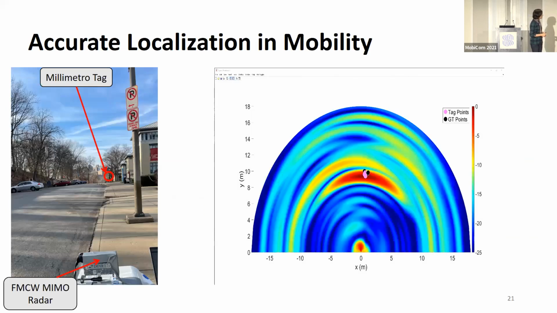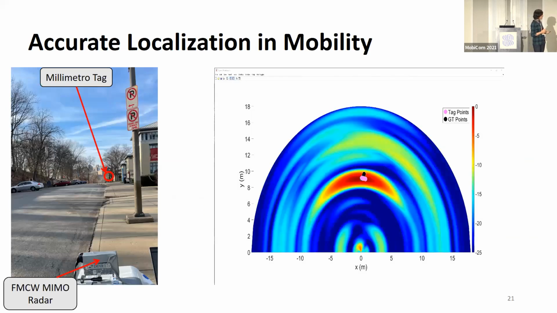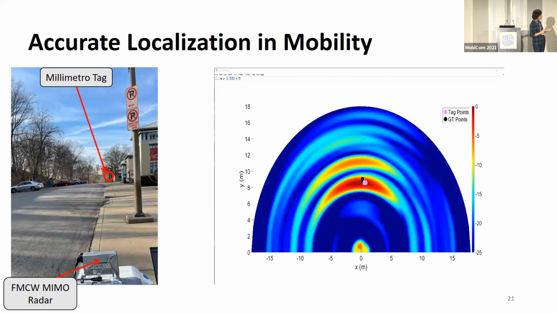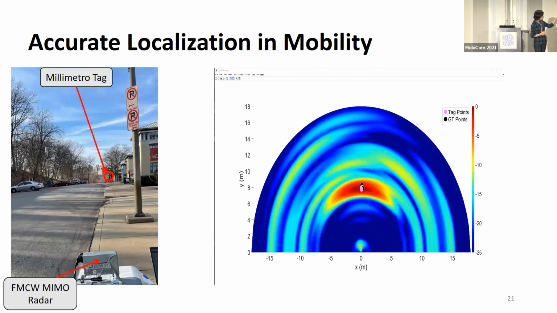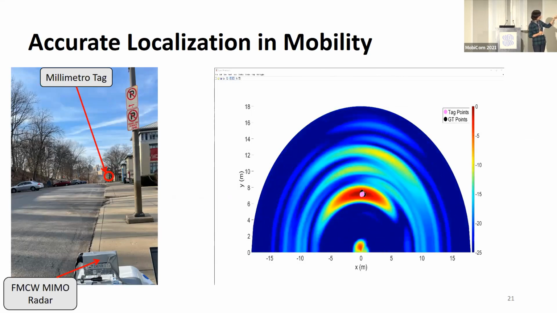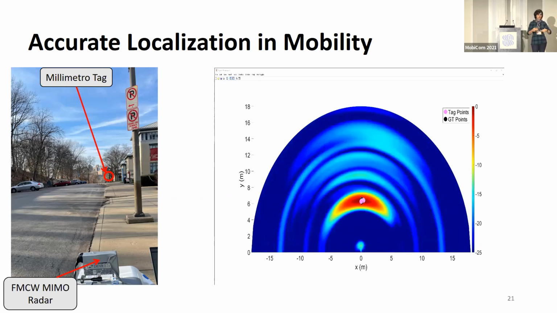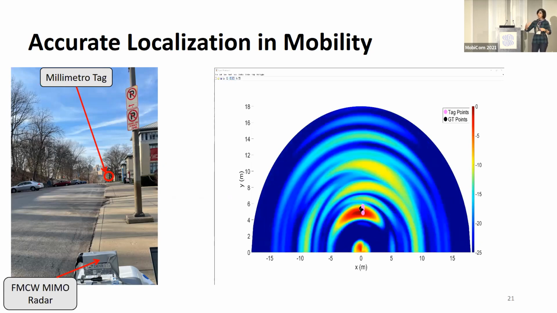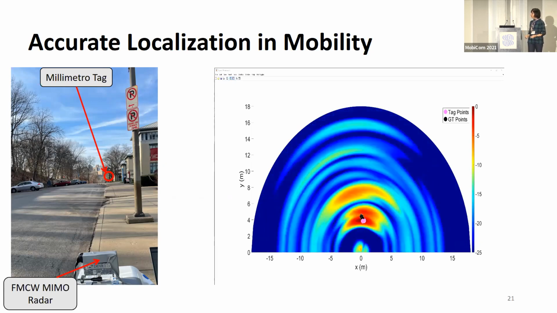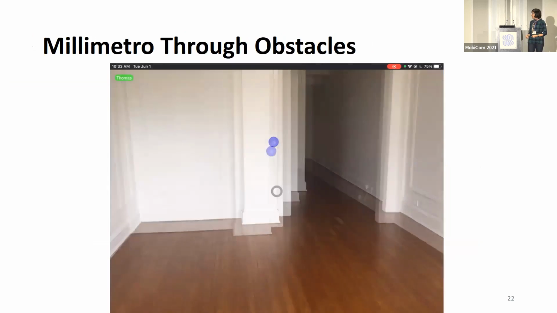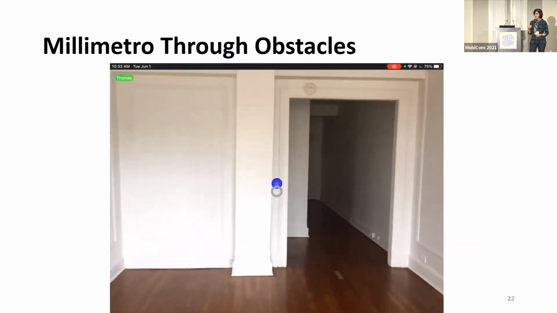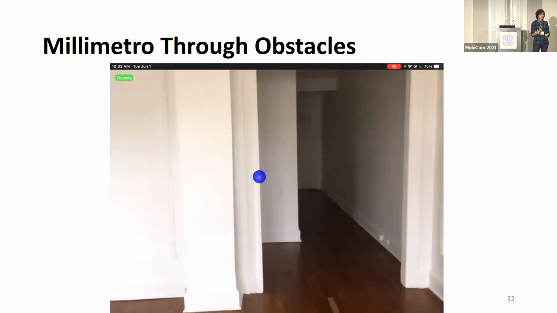So here are just a few demos showing how the system works in some of the experiments. The pink dots are the estimated location, the black ones are the ground truth, and you see as we're approaching the tag, we can keep following where the tag is. In this case, the tag is actually inside the closet in a non-line-of-sight situation.